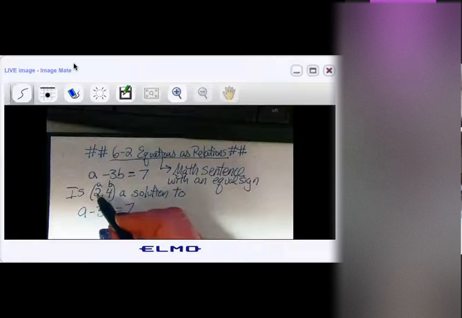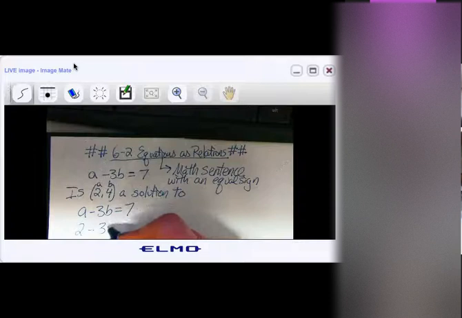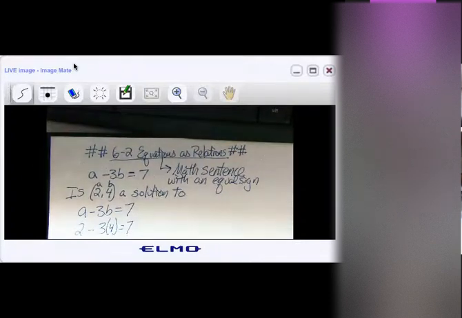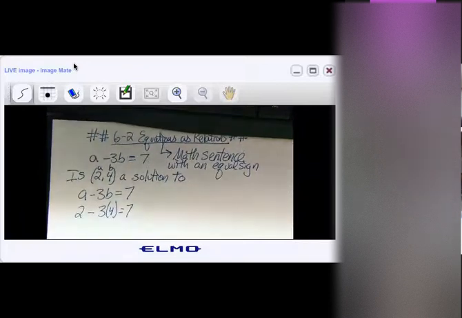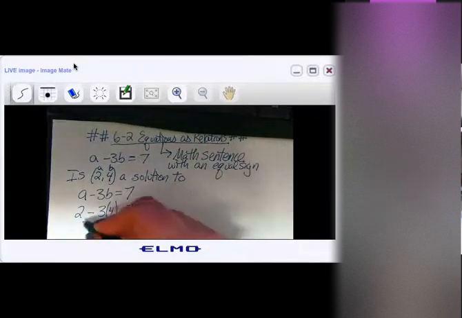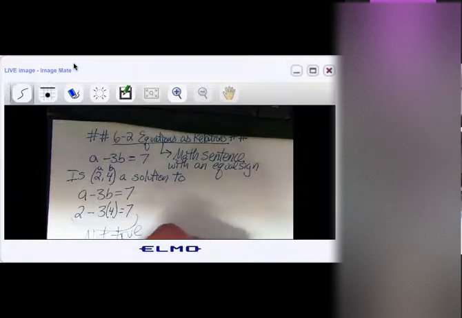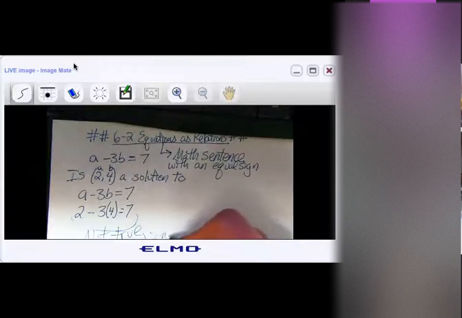If I plug in a 2 for A and I plug in a 4 for B, is this now a true statement? Is 2 minus 3 times 4 really 7? Is that true, yes or no? No, definitely not. So this is not true. So (2, 4) is not a solution.